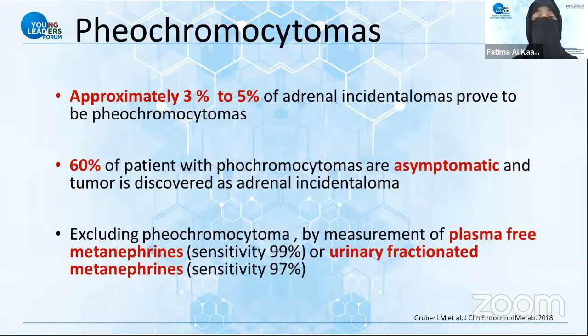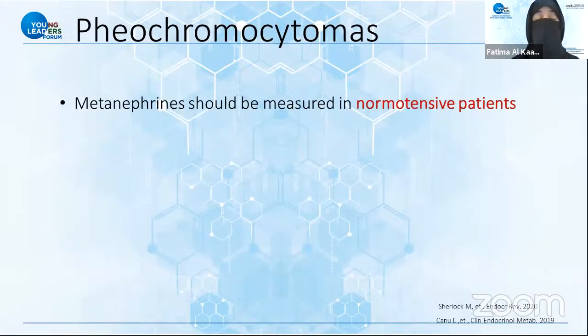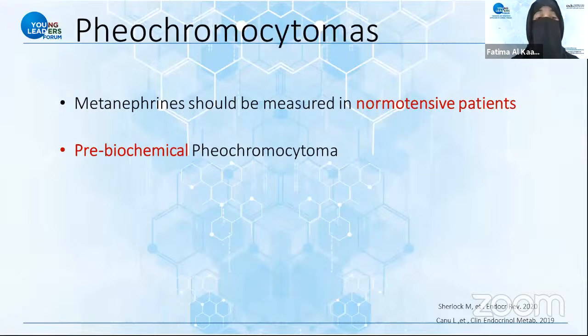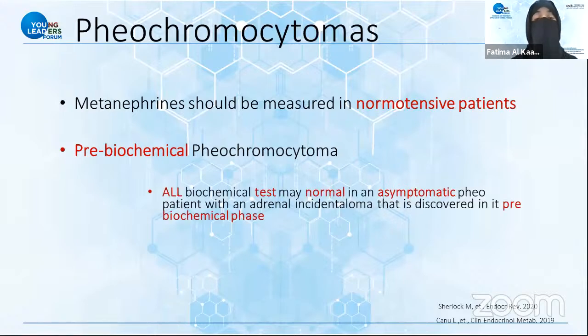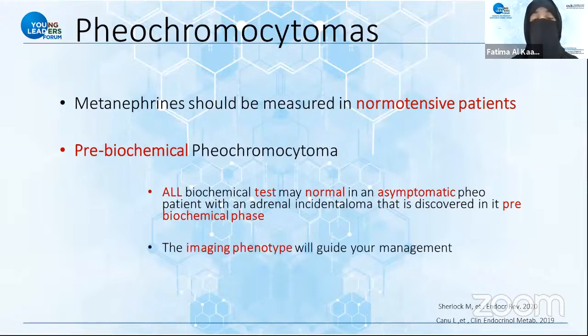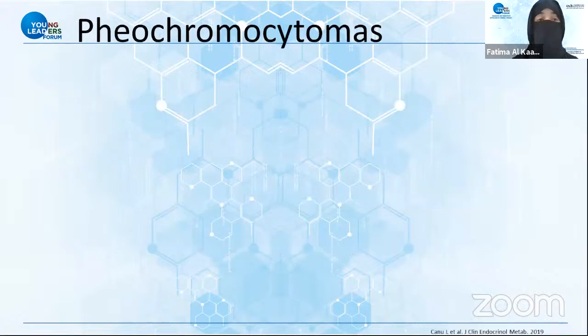Moving to pheochromocytoma, approximately 3 to 5% of adrenal incidentalomas prove to be pheochromocytoma, and 60% of patients with pheo are asymptomatic and discovered as adrenal incidentaloma. Excluding pheochromocytoma is recommended by measurement of plasma metanephrine or urinary fractionated metanephrine; both are highly sensitive. We should keep in mind that metanephrine tests should also be measured in patients who are normotensive, because not all patients have hypertension. Also, there is what they call pre-biochemical pheochromocytoma, when all the biochemical tests may be normal in asymptomatic patients discovered in a pre-biochemical phase. Here, the imaging phenotype will guide our management.